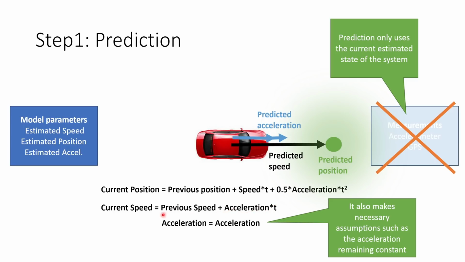And that assumption is going to be that the acceleration of the car doesn't change between the two time steps. So our current acceleration is the same as our previous acceleration. These equations allow us to use the current state of the system to predict what the state of the system will be at time t1.